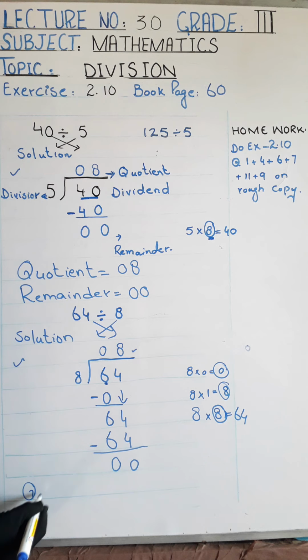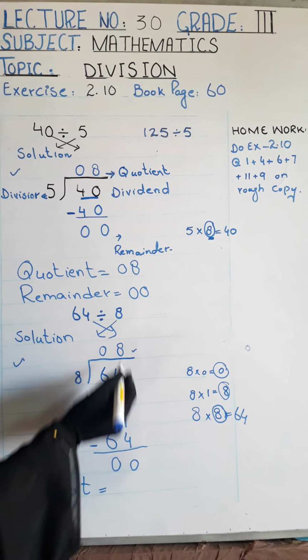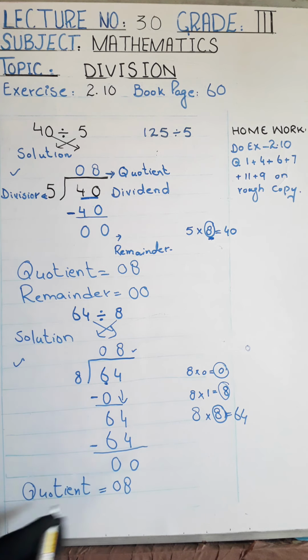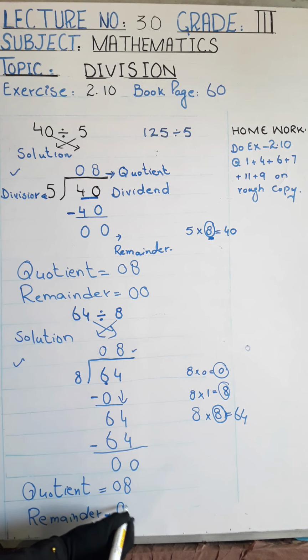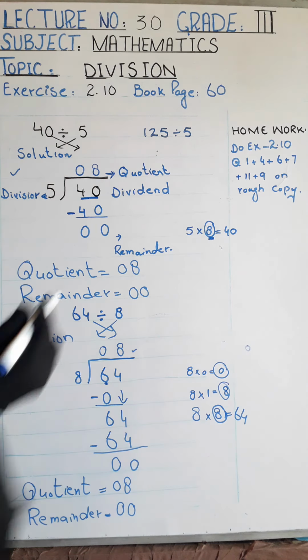The quotient is 8 again, and the remainder is, student, again 0. Yes, again 0 means complete division. Clear, student? Now can you solve the question? Sure?